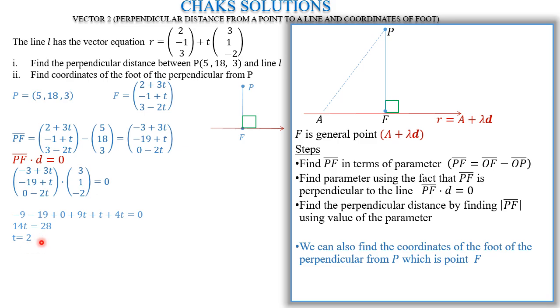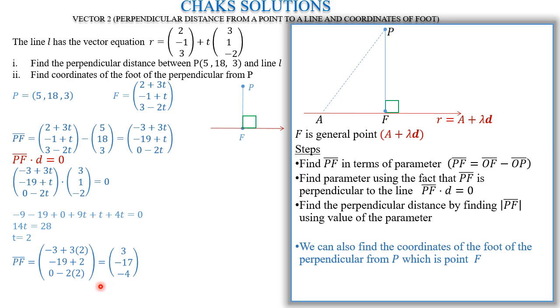So with t equals 2, we are just going to substitute into PF, since we need to find the perpendicular distance from P to the line. So we just need to find the vector PF and find the modulus of PF. Vector PF is the general point minus the coordinate we need to find the distance from. So we substitute t equals 2 and get 3, minus 17, minus 4.